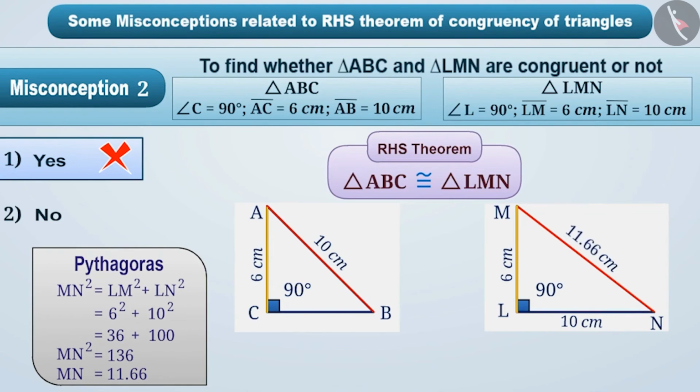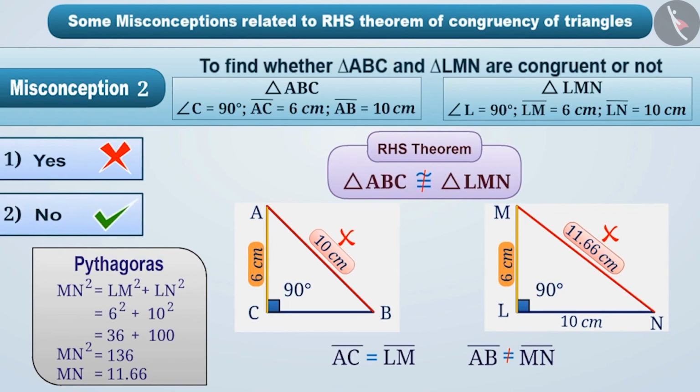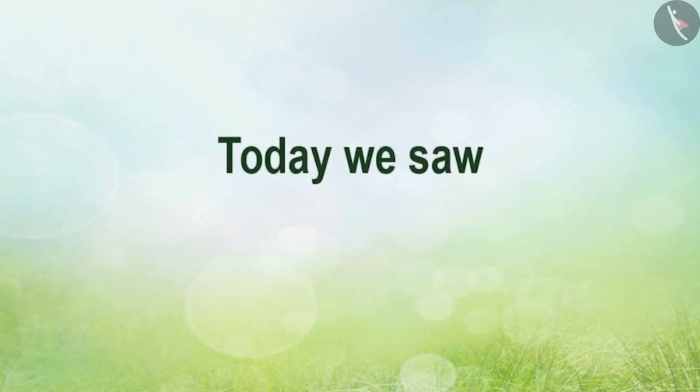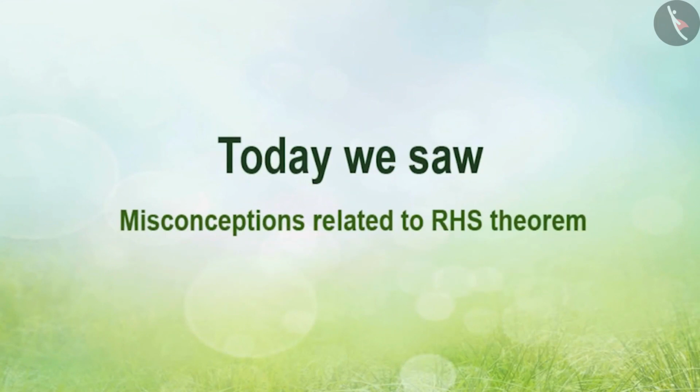On finding this, we see that the measurement of one arm in both the triangles is the same, but the measurement of the hypotenuse is not equal. So using the RHS theorem here, we can say that these two triangles are not congruent. Therefore, option 2 is the correct answer. So today we saw some misconceptions related to the RHS theorem of congruency.